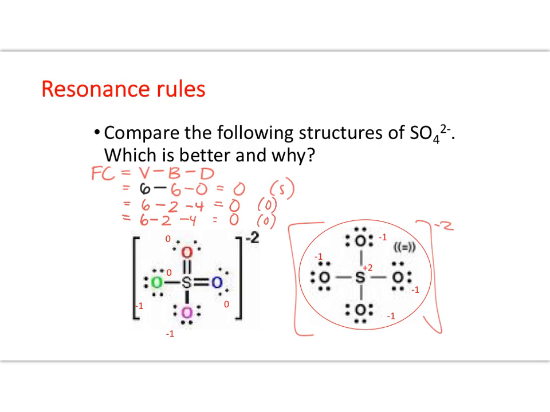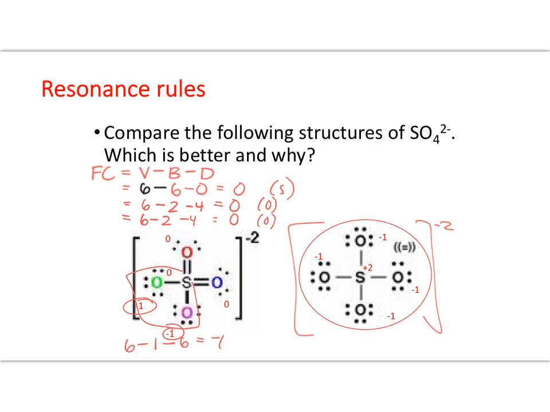The oxygen at the bottom, the purple, 6 minus 1 minus how many dots? 6 gives me -1 for that formal charge. And then the oxygen on the left, which is bonded in the exact same way, would also have a -1 for the formal charge.